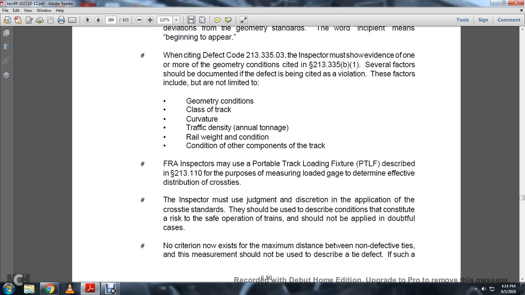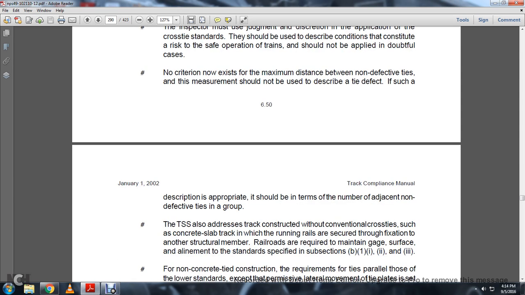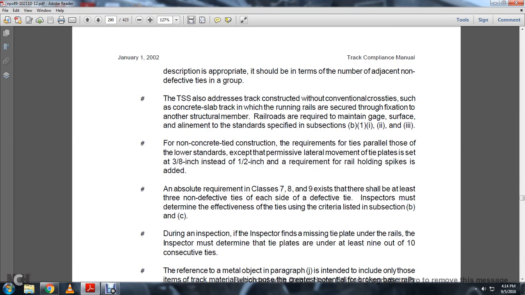The FRA inspectors may use a portable track loading fixture described in the statute 213.110 for the purpose of measuring the loading gauge, determining the effective distribution of the cross ties. The inspector must use judgment and discretion in the application of the cross ties. They should be used. The described condition for the constituted risk of safe operation should not be applied to doubtful cases. No certain criterion now exists for the maximum distance between non-defective ties. Measurement should not be used to describe the defective tie. It should be description appropriate. It should not be termed the number of the adjacent defective ties in a group.